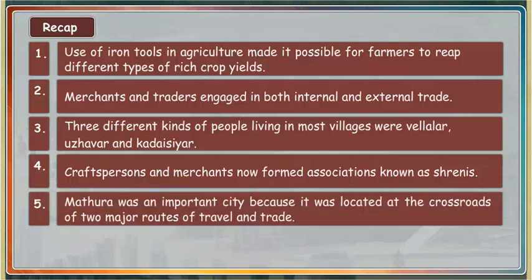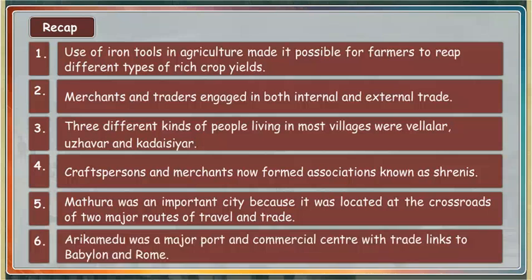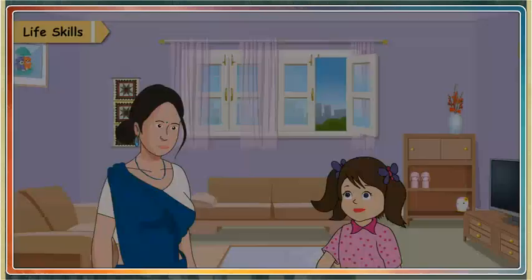Mathura was an important city because it was located at the crossroads of two major routes of travel and trade. Arikamedu was a major port and commercial center with trade links to Babylon and Rome.